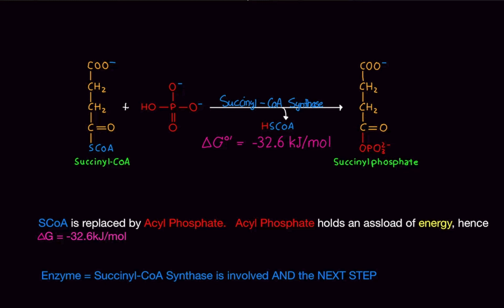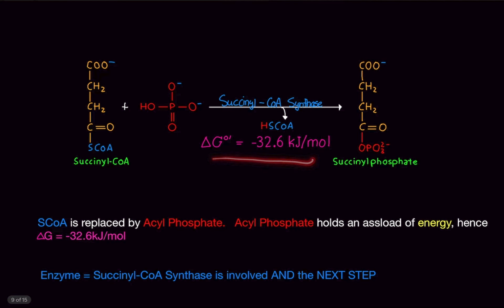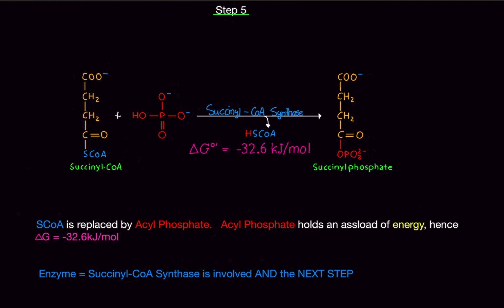Okay? This releases a mega amount of energy. Negative 32.6 kilojoules per mole. That's insane. That's a lot of energy. Why are we doing this? We're doing this because the very next reaction that we have, step 6, costs a lot of energy. And since it costs a lot of energy, it would not want to move forward, right?